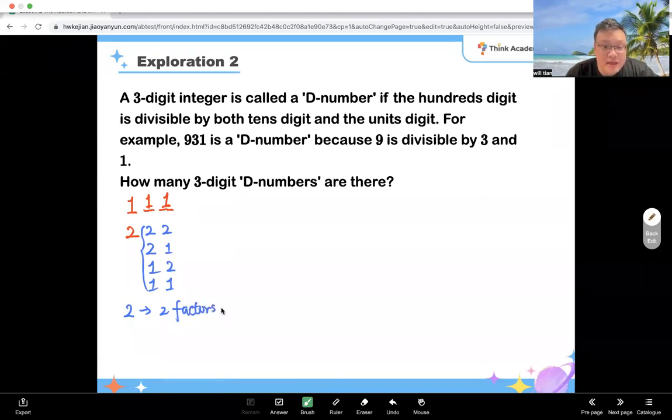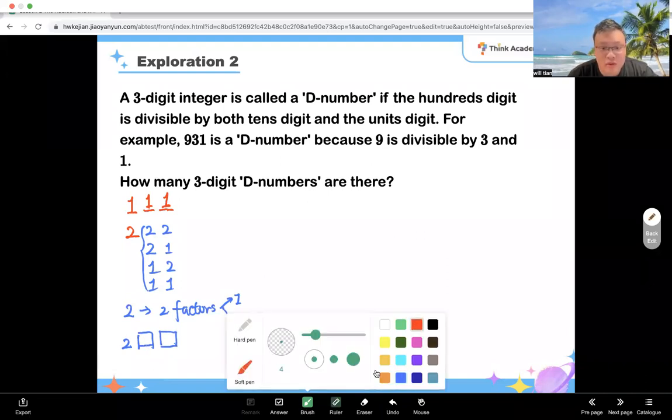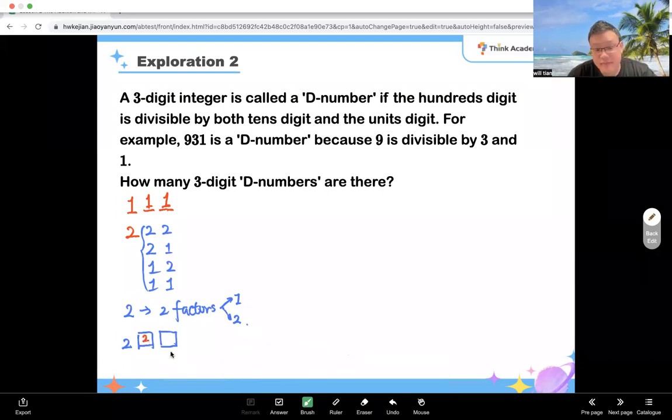And those 2 factors are 1 and 2. So what does that mean? That means if we got 2 in the hundredths place, you still need to fill out these 2 blanks, right? One of them is the tens place, another one is the ones place. As for the tens place, you have 2 choices. It could be either 1 or 2, right? You have 2 choices. And for the unit place, you still got 2 choices. And you just multiply them together, how many different choices do you have? So 2 times 2, you got 4 different ways. And those 4 different ways are 2, 2, 2, 1, 1, 2, and 1, 1.